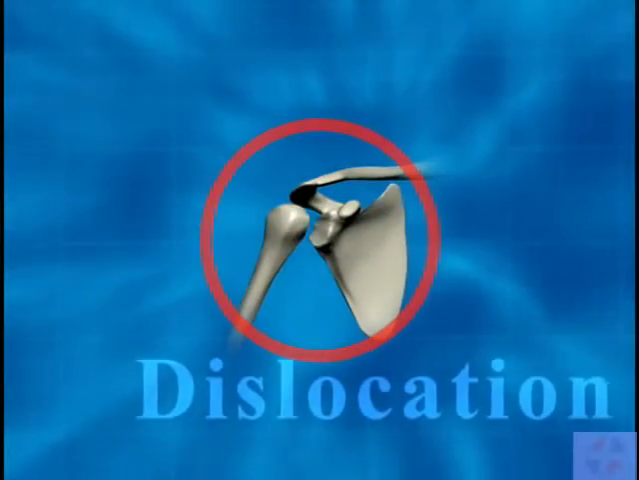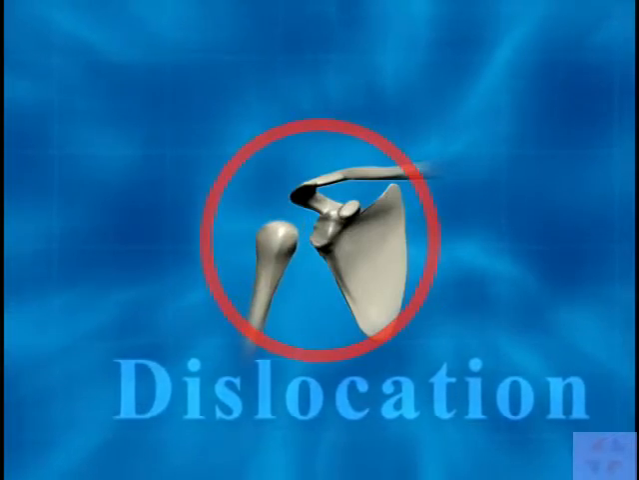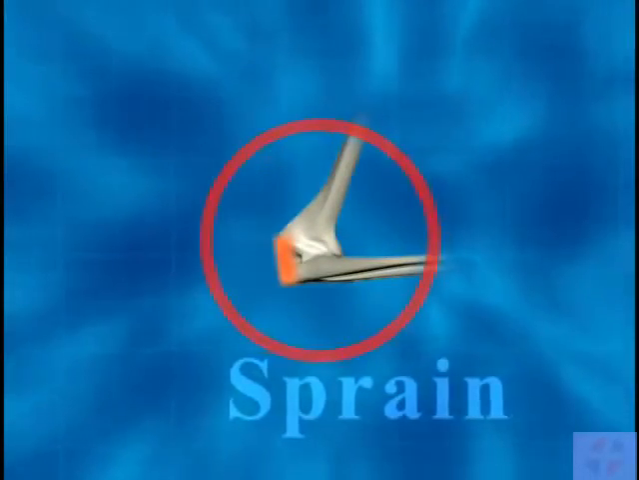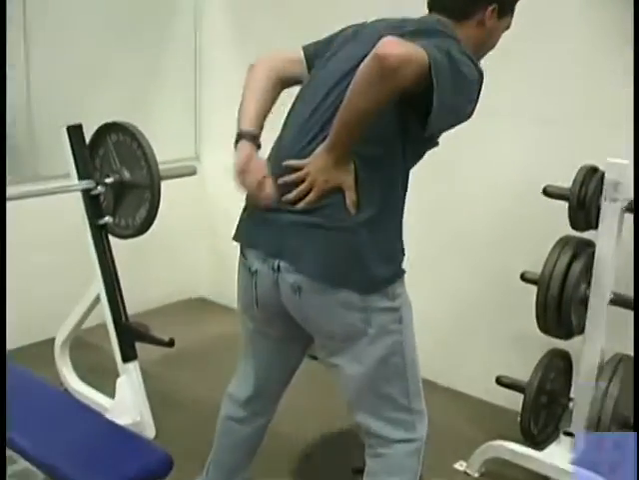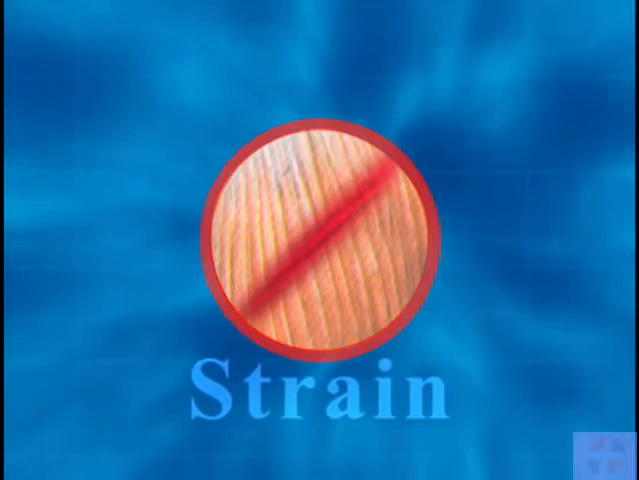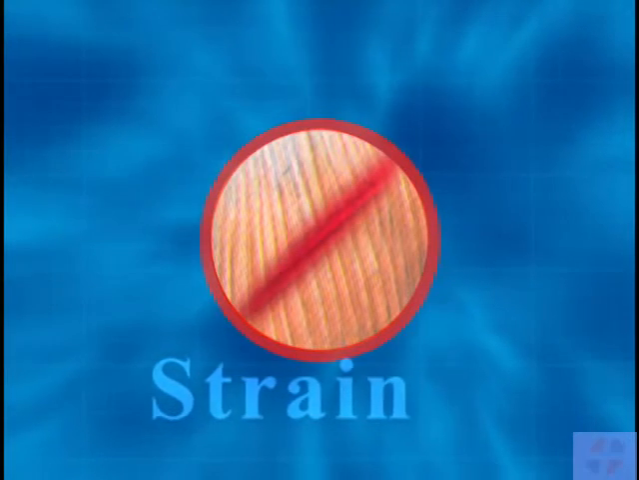dislocation, which is a separation of a bone from a joint; a sprain, which is the tearing of ligaments at a joint; and a strain, which is a stretching or tearing of a muscle or tendon. This is usually called a pulled muscle.